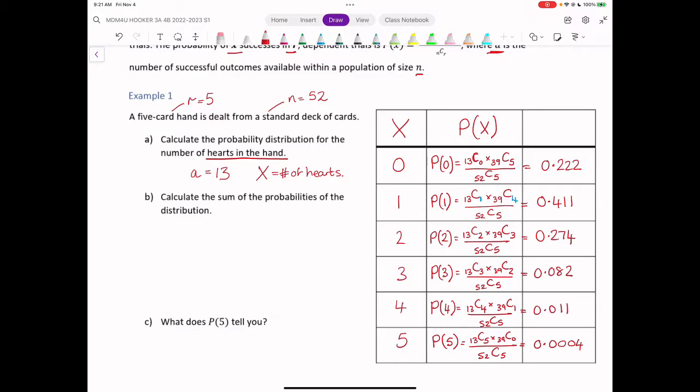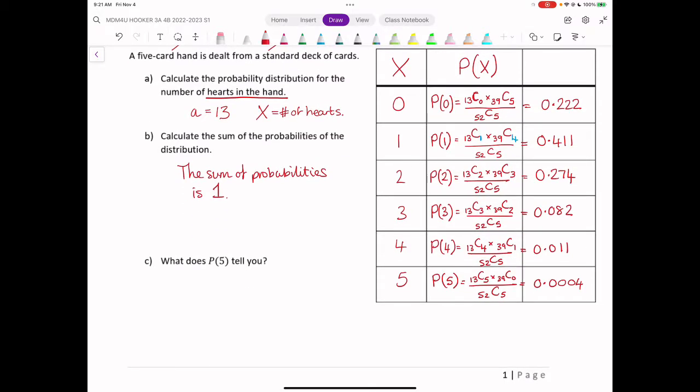Now when you add all those together, the sum of the probabilities of the distribution will equal 1. You can check that as well. What does P5 tell you? Well, P5 just tells you what it says. What is the probability of getting 5 hearts in a 5-card hand?